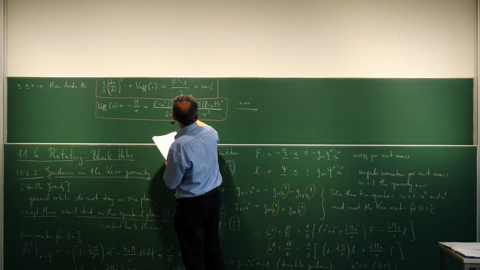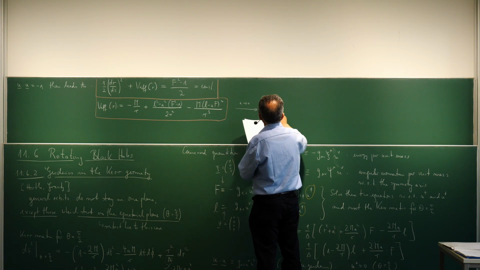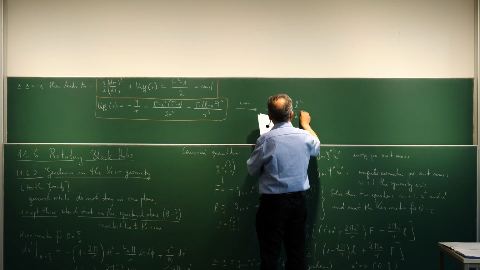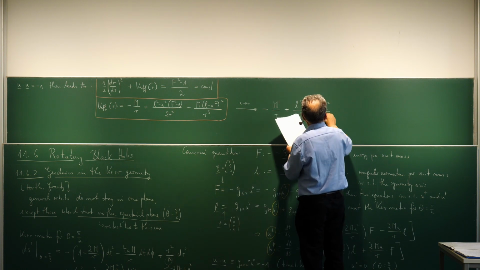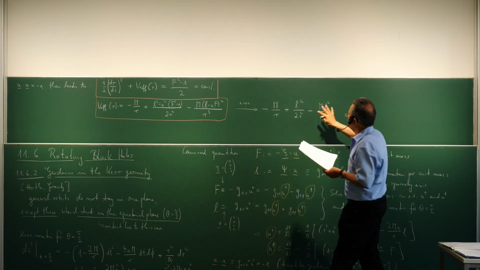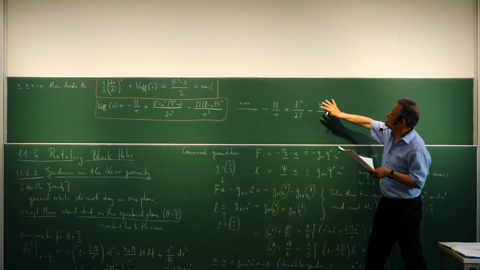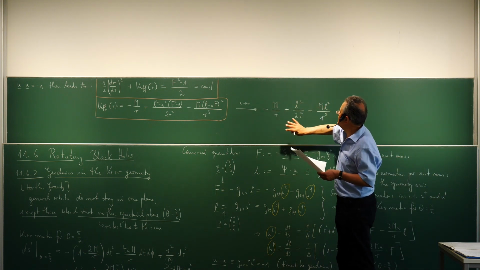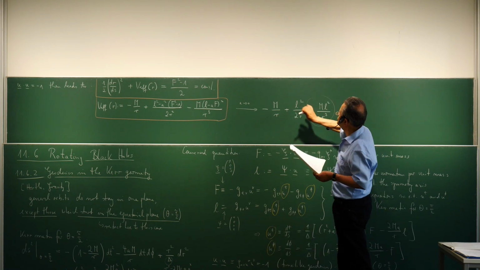I mean, these terms here vanish, and you have minus m over r plus L squared over 2r squared minus m L squared over r cubed. Now that's the effective potential we had in the Schwarzschild case, which has the Newtonian terms, the 1 over r potential, the centrifugal term, and then the Einsteinian corrections.